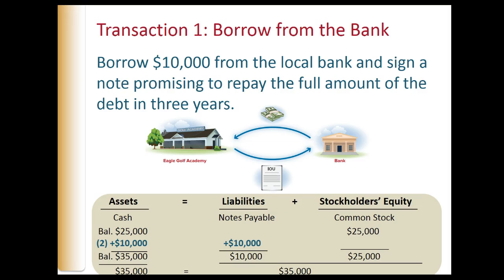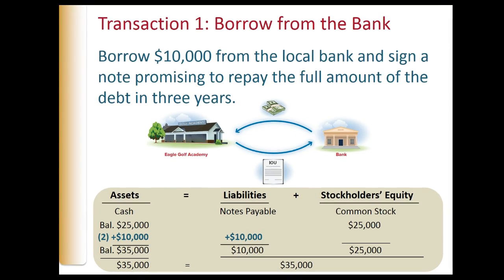So you see, when we borrowed money, our assets are now at $35,000 and our liabilities are at $10,000. Plus, with the first transaction, our stockholders' equity is at $25,000. So our assets are at $35,000, and our liabilities and stockholders' equity is also at $35,000. Do we balance? Yep, we balance.